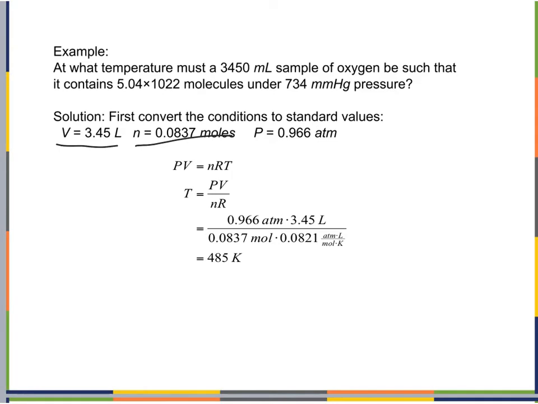Moles, right? We have to take this oxygen sample in molecules, and so we use Avogadro's number, 6.022 times 10 to the 23rd, and we get the number of moles. And then finally the atmosphere, right? 734 millimeters of mercury divided by 760 millimeters of mercury in one atmosphere, and we get 0.966. Then we can plug them all in, right? So what's missing? Temperature.